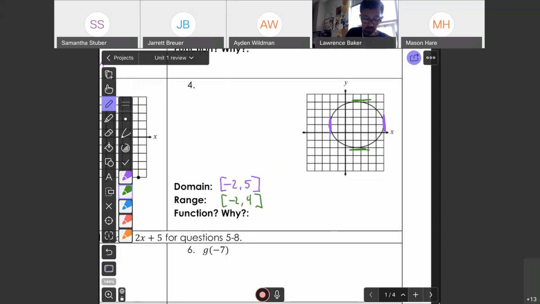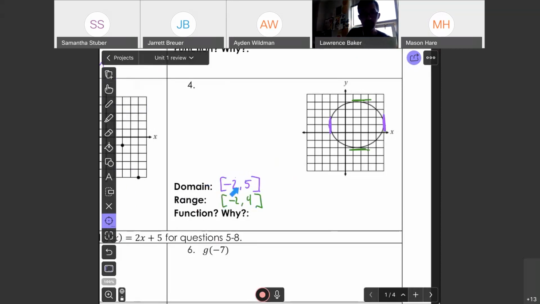Remember what this means. It's every number between -2 and 5, including -2 and 5. And this is every number that's between -2 and 4. What can I plug in? What numbers are allowed to plug in? Only these numbers. Every number between -2 and 5.